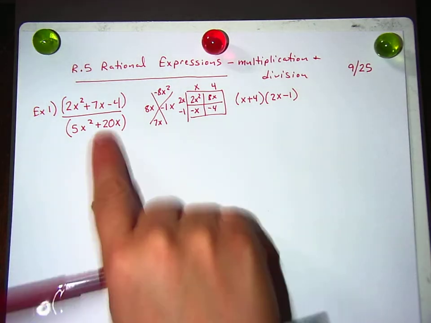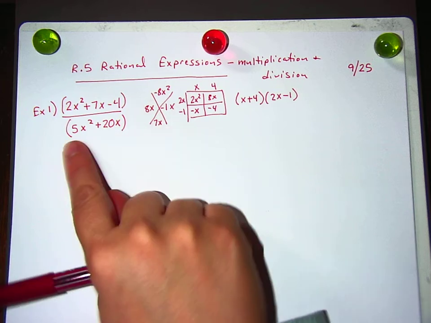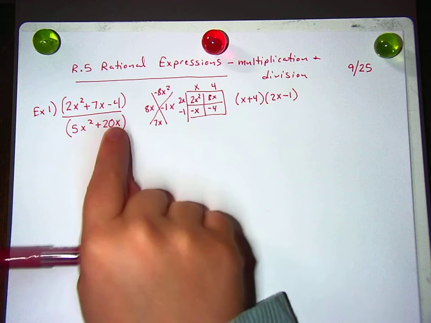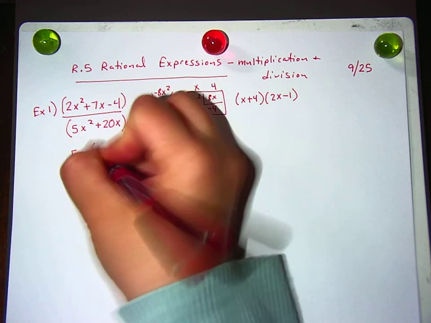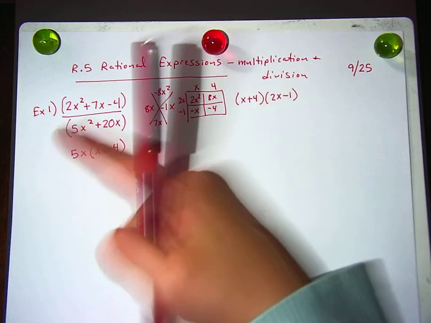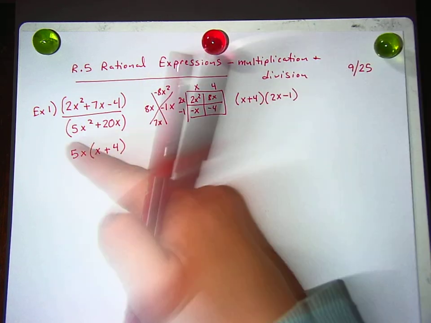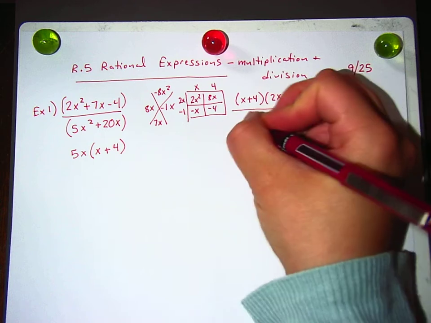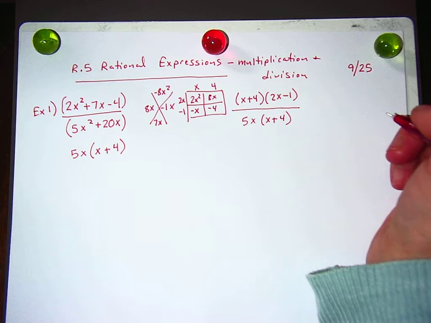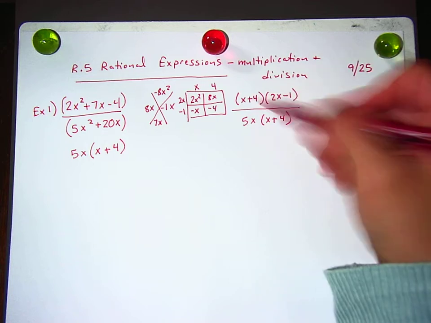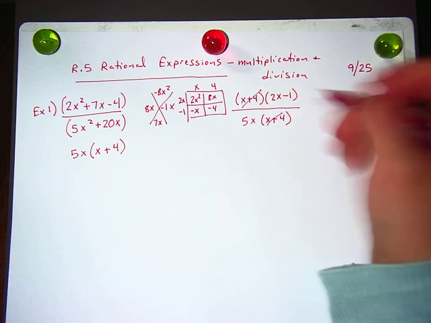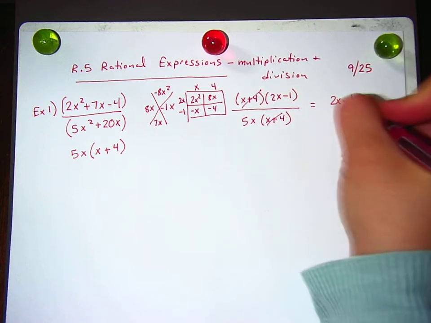And the bottom, if I'm simplifying that, the first thing I'm going to do is take out a 5x. So I'm going to take out a 5x, and I've got x plus 4 left. So I'm going to rewrite this equation here, but with this on top and that on the bottom, like this. Okay. And now do you see how I've got this x plus 4 and x plus 4? And they're by themselves, so now I can cancel each other out like that. And I'm left with 2x minus 1 and 5x.